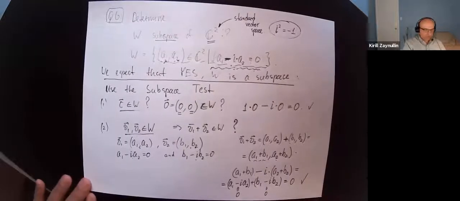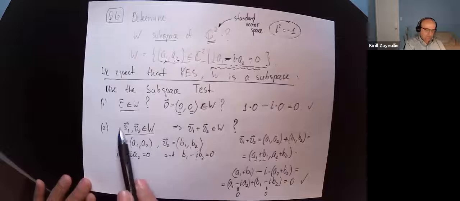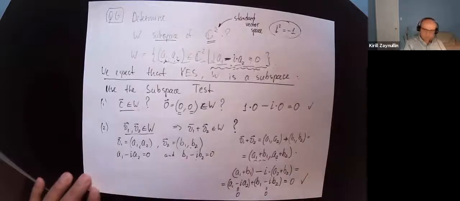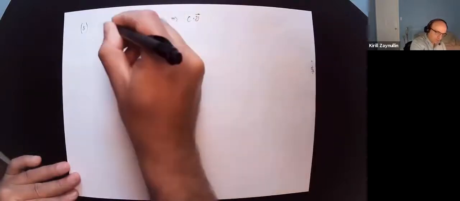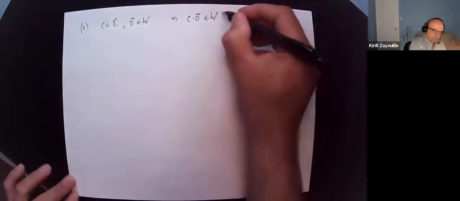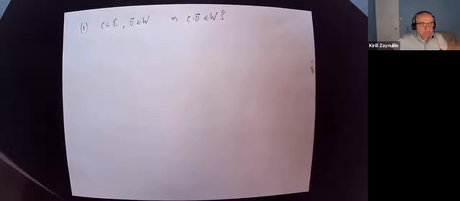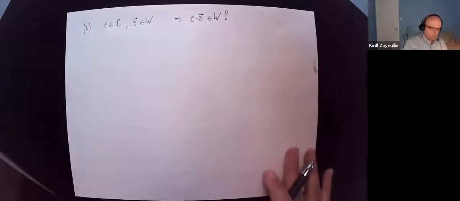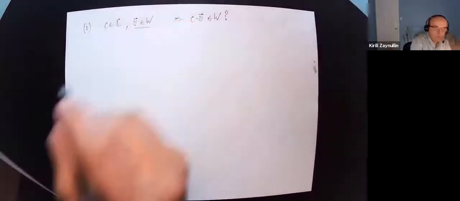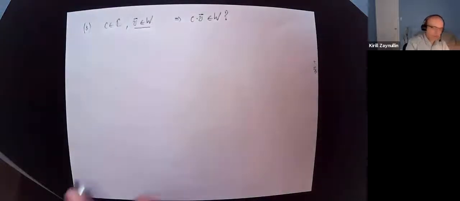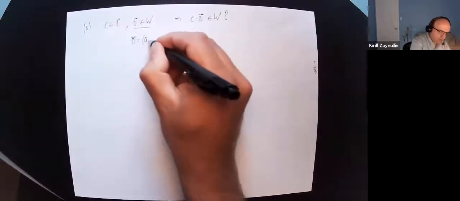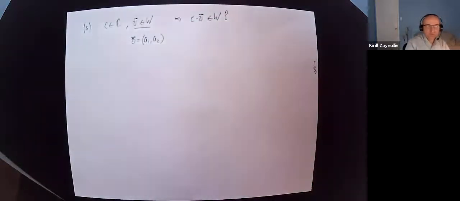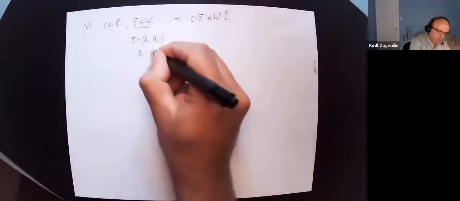So we checked the second property of the subspace test. Now the last one: the scalar multiple. A scalar C times V has to be again in W. This is what we would like to check. Let's again describe what it means that V belongs to W. V is a pair, say A1, A2, of complex numbers, which satisfy the condition A1 minus I A2 is 0.